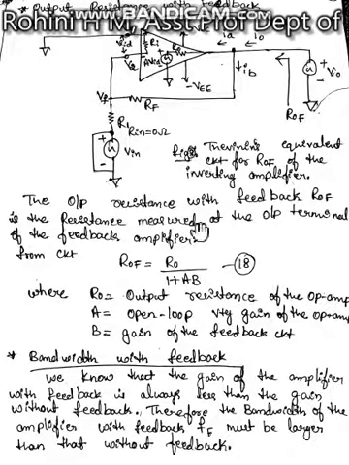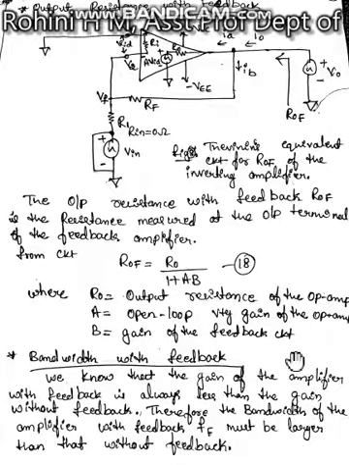So ROF is written, from the circuit diagram, as R0 divided by 1 plus A beta, where R0 is the output resistance of the op-amp, A is the open loop gain of the op-amp, and beta is the gain of the feedback circuit.